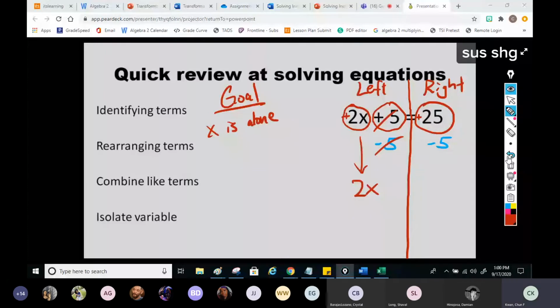All right, and then equals 25 minus 5. That will get you 20. And then the next step is right here: 2 times x equals 20. We have to figure out what x is, okay?